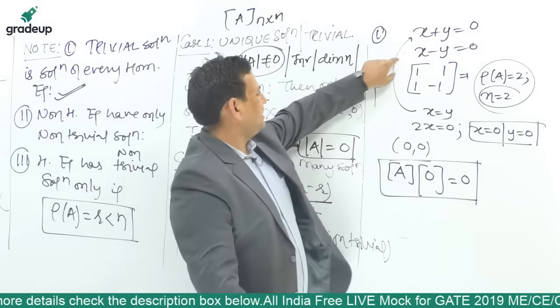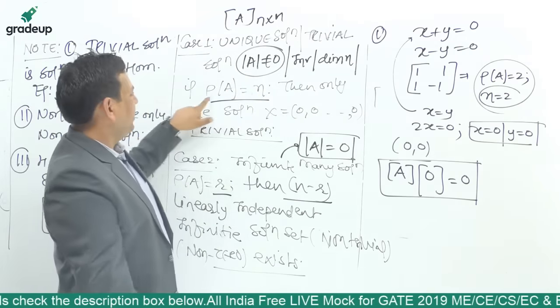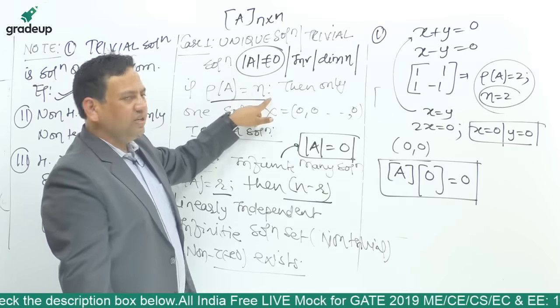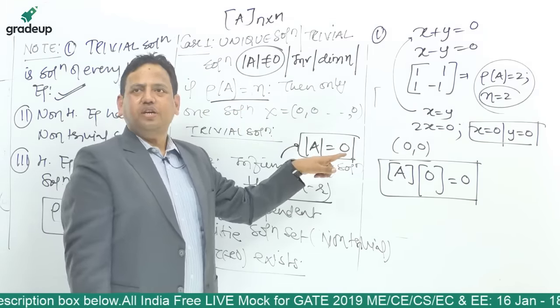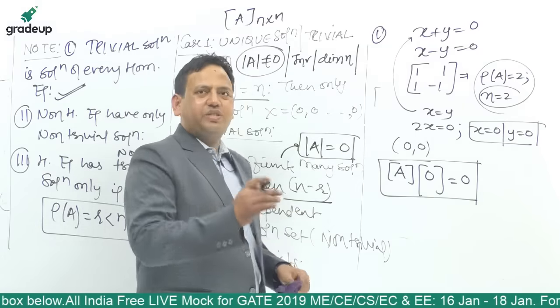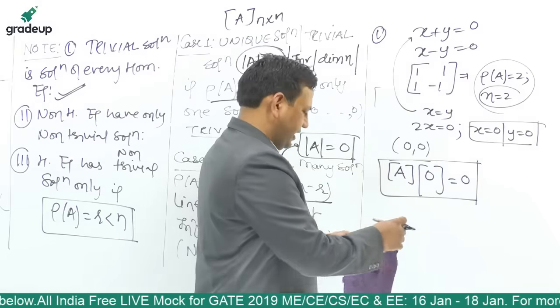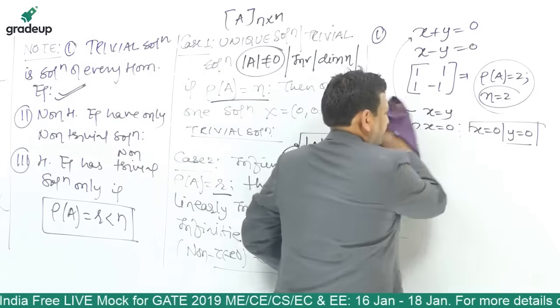So this is the first case I have taken. Number of variables is 2. Rank is also 2. So what is the solution? Only (0, 0). So this is the unique solution. If somebody says unique solution, this is always a solution. Let's see case 2. Now come to case 2.